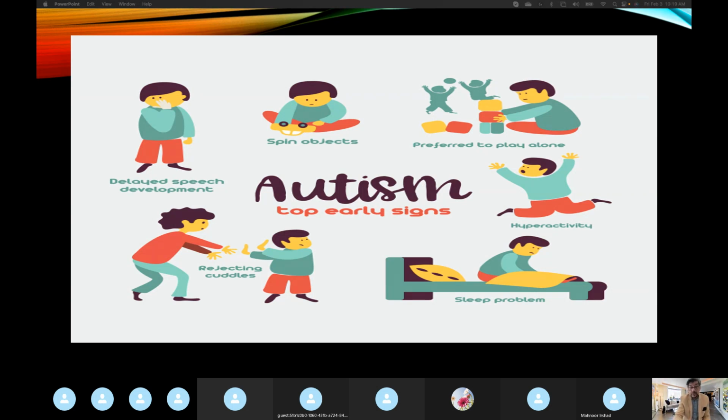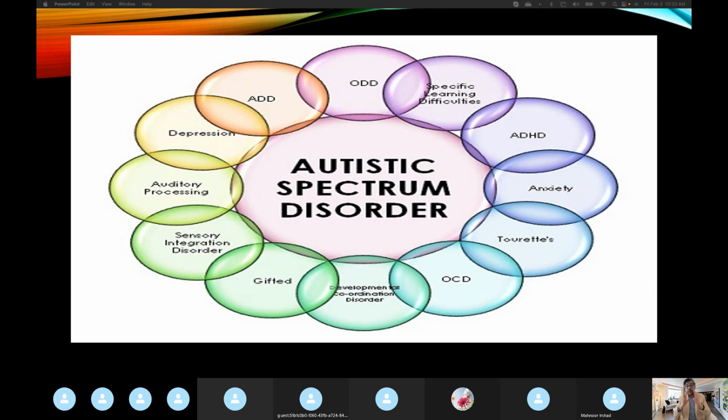Okay. At any point, if you feel that you need an explanation, please stop me. So autism spectrum disorders may include, as I mentioned earlier, oppositional defiance disorder, attention deficit disorder, depression, auditory processing, sensory integration disorder. They are gifted at something.